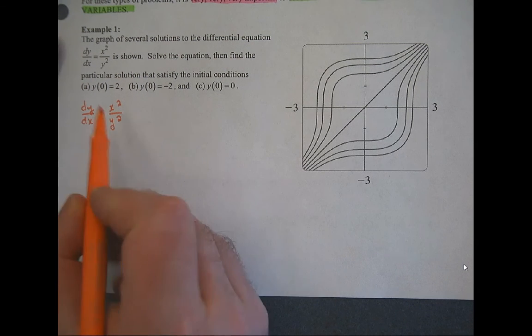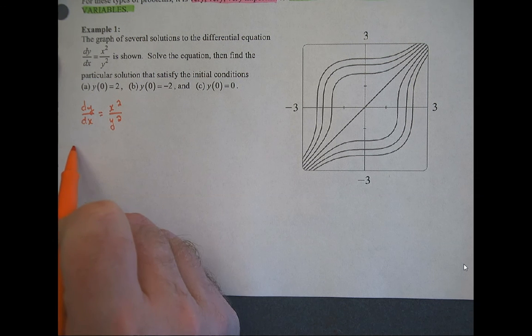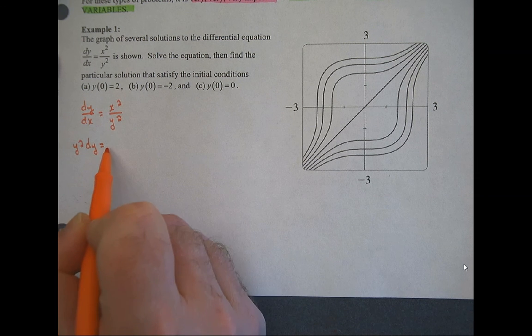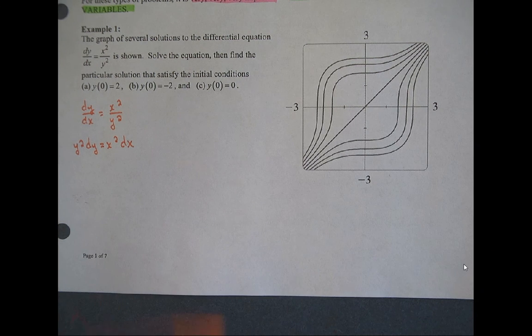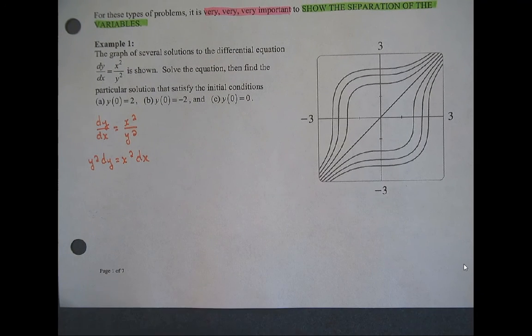This separation is 1 point. So what would it take to move this over there? I would multiply by y squared, and I would get y squared dy. And then I would multiply this side by dx. Now all of a sudden I've got my variables contained on opposite sides, and so I can now integrate.